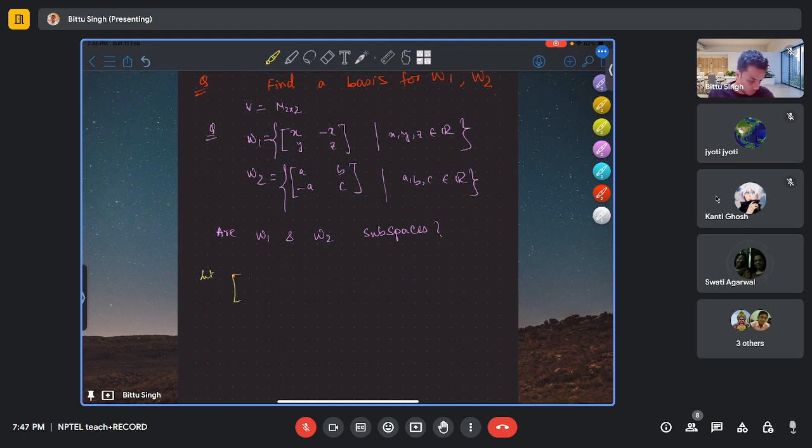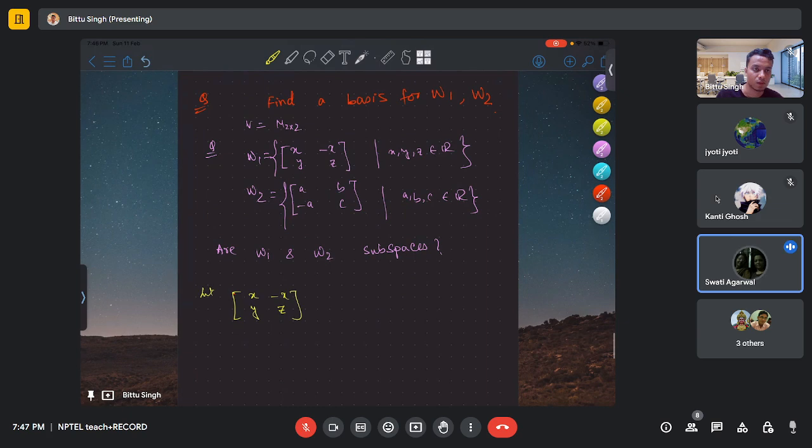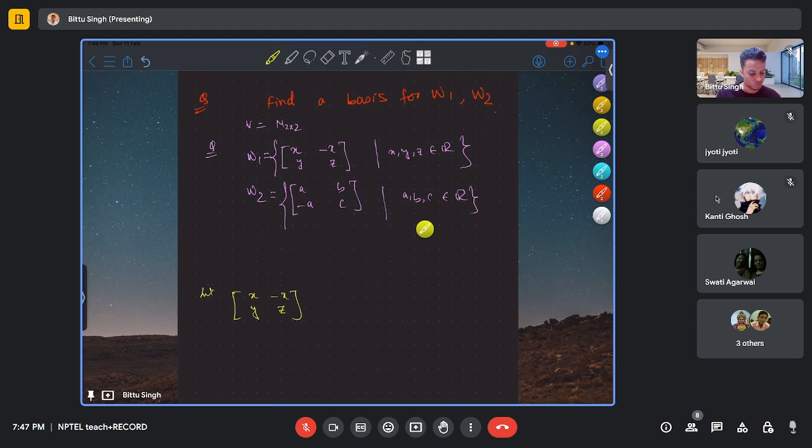Bittu sir, one question. Yes. Just to understand the question better, I am new to this, so that's why I'm asking. So we are saying that we have a matrix with entries x, x, y, z, where x, y, z belong to R, and we want to find the basis for W1, right? Yes, we need to find a basis for W1 and W2.